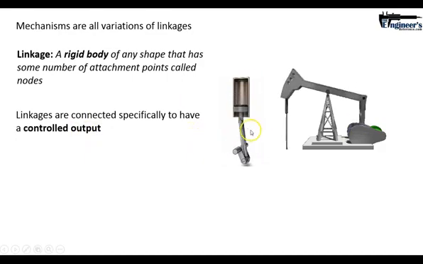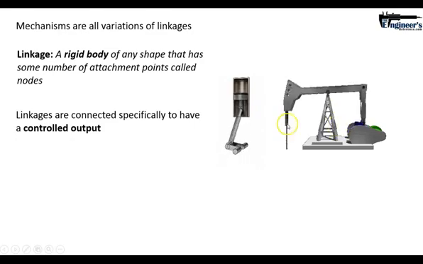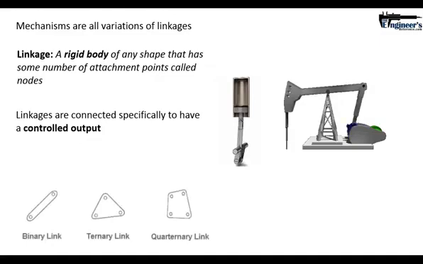There is a very controlled manner to this piston. If you were to go into designing internal combustion engines, you'd see that the movement inside of the engine is very well calculated, very detailed. The same goes with this oil derrick. There is a very specific motion that you want in order to actually pump oil out of the ground. So the linkages are connected specifically to have a controlled output. From the piston to the oil derrick to the robotic gripper, there's a very specific motion that you're trying to achieve with this series of linkages.